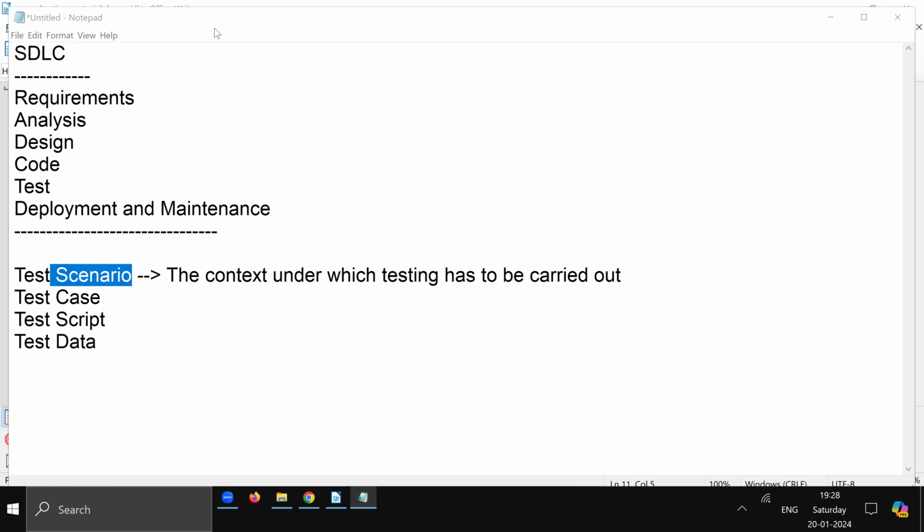Similarly, in every product, there will be something to test, right? A test case tells what is to be tested. All right. A test case tells what is to be tested. So, identify test cases. Identify test cases in the window of this Notepad editor.